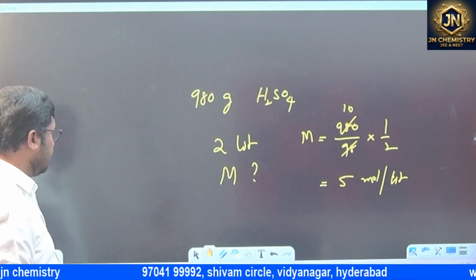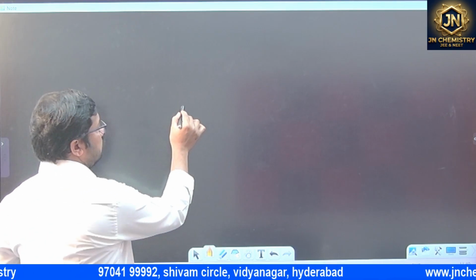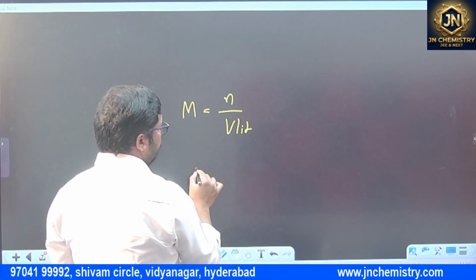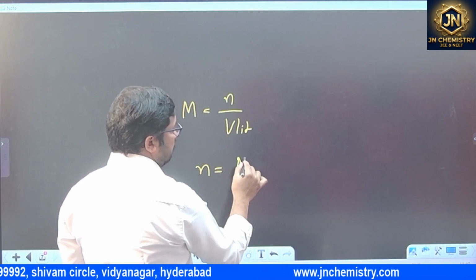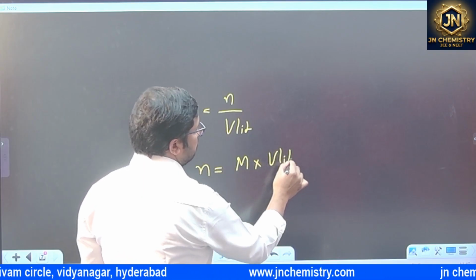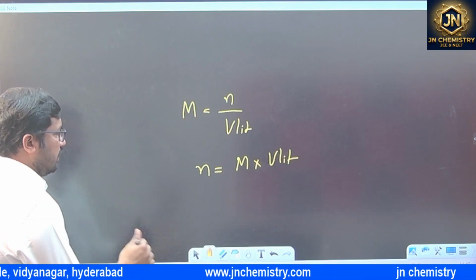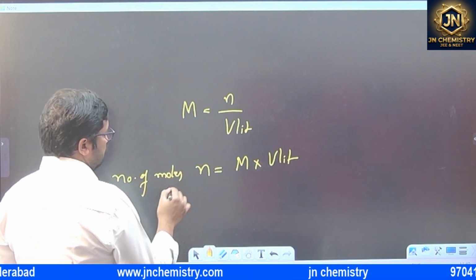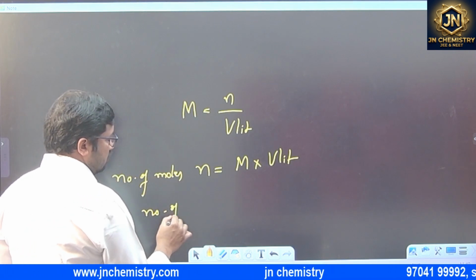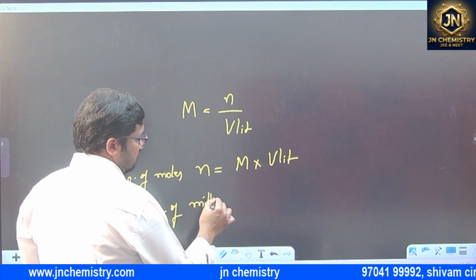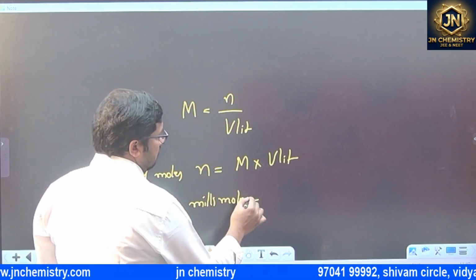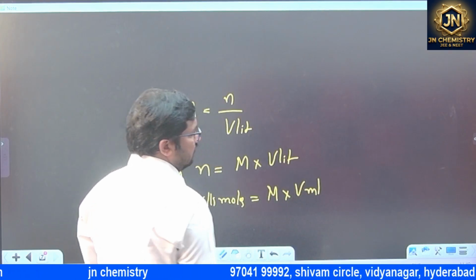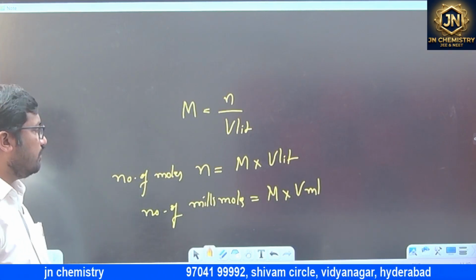Mole per liter. Next, molarity is equal to n by V in liters, right? Number of moles is equal to molarity into V in liters also. Okay, write it down. Number of moles. Number of millimoles is equal to molarity into V in ml.